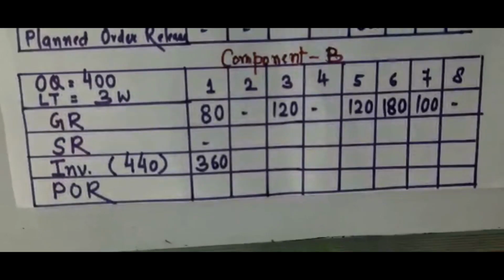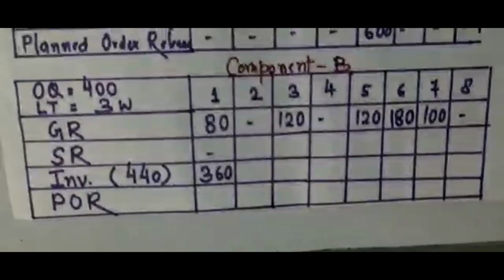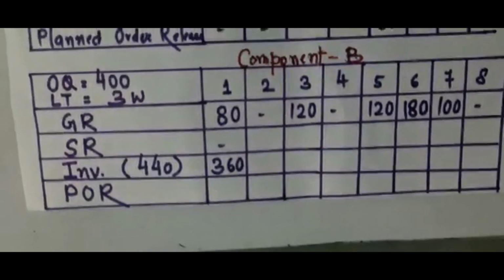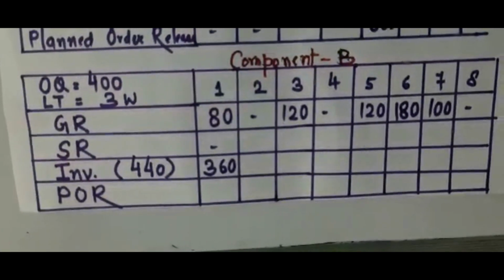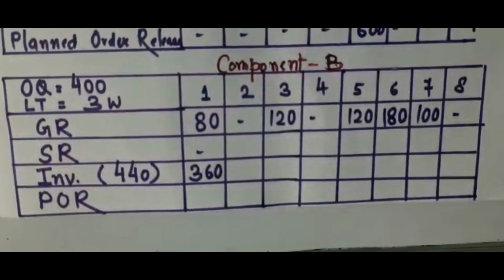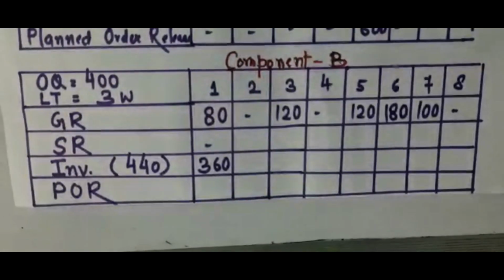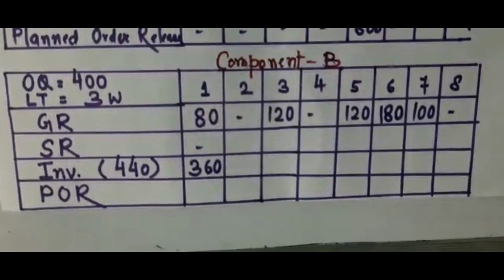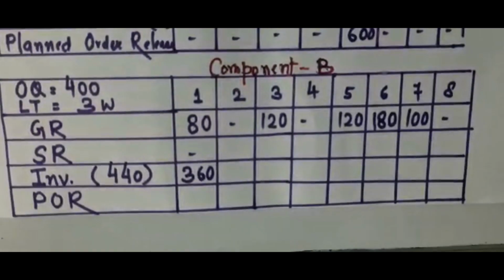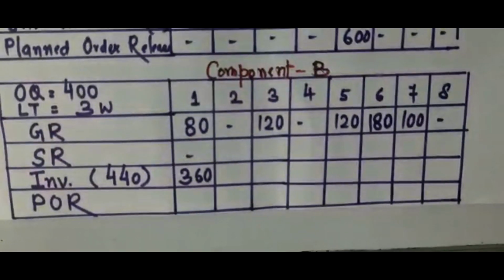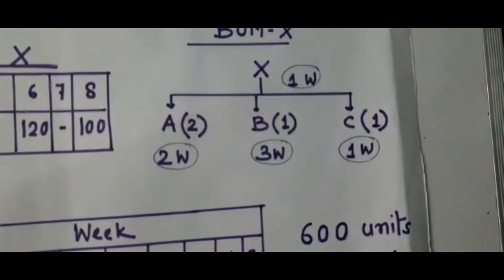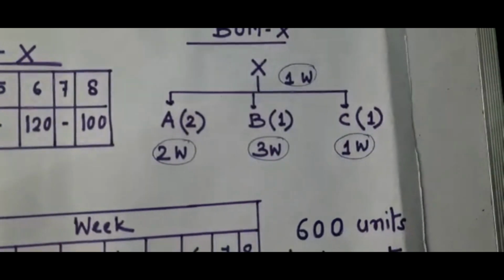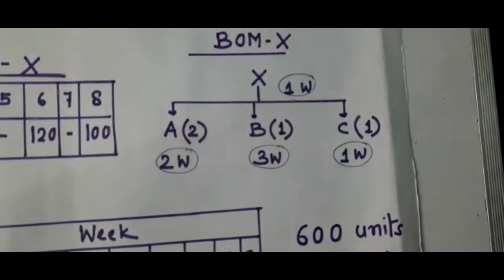So this is the MRP plan for component B. As per the information given in the problem, order quantity is 400. Lead time of procurement for B is 3 weeks. Now since I need 1 unit of B to manufacture 1 unit of X, as given in the bill of material, to manufacture 80 units of X, definitely I will be needing 80 units of B.